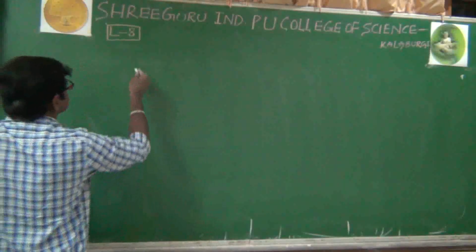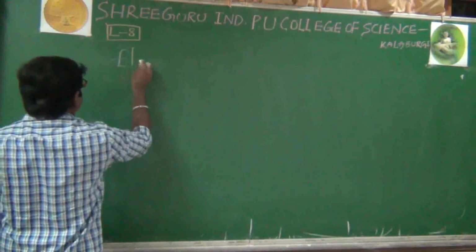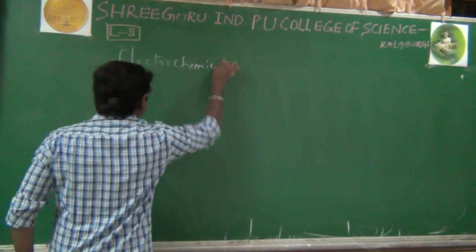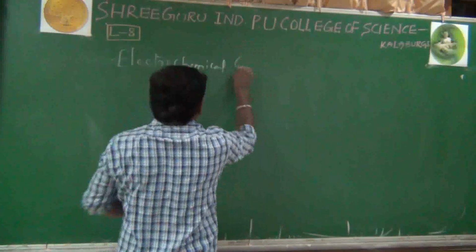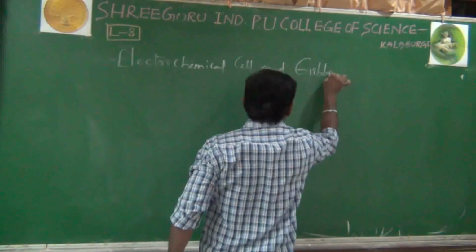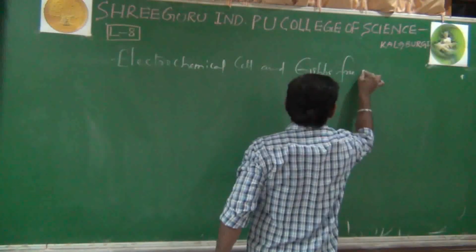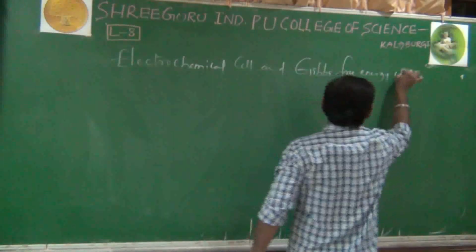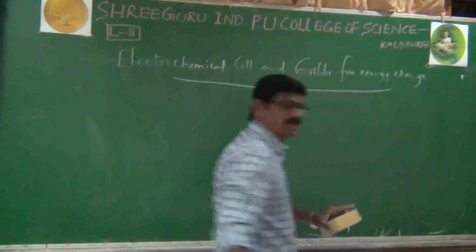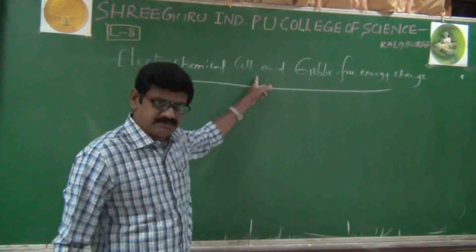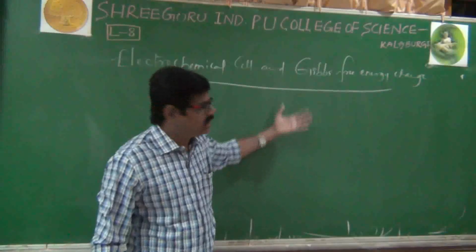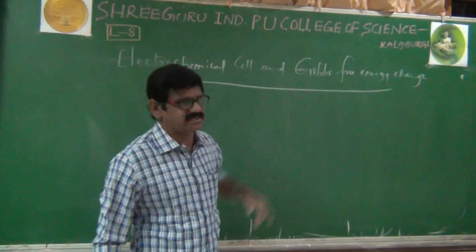Next concept is electrochemical cell and free energy change. Electrochemical cell and free energy change. We'll see then. Again, we'll get one formula. How we are getting another new formula, we'll just derive here.